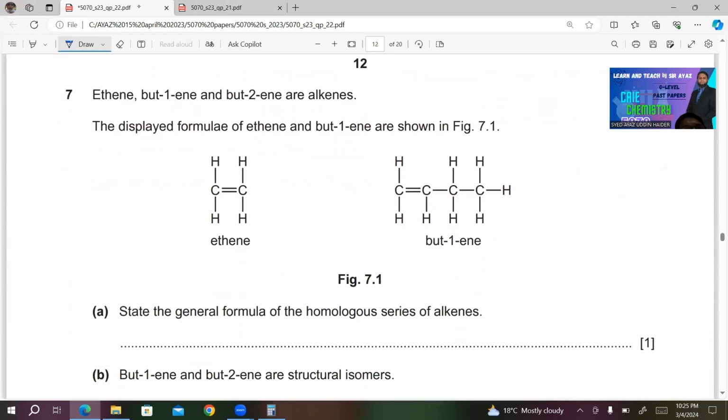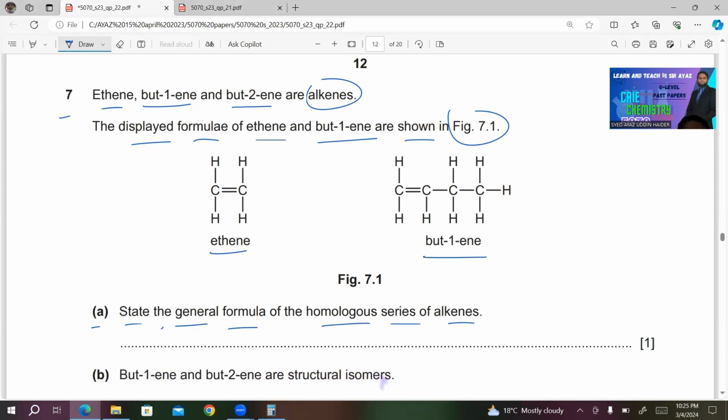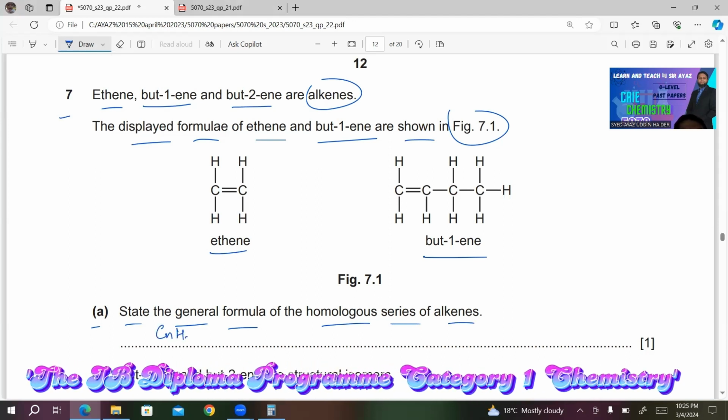Number 7. Ethene and butene are alkenes. The displayed formulas of ethene and butene are shown in figure 7.1. This is ethene and this is butene. A. State the general formula of the homologous series of alkenes. The general formula for alkenes is CnH2n. So I will write CnH2n.